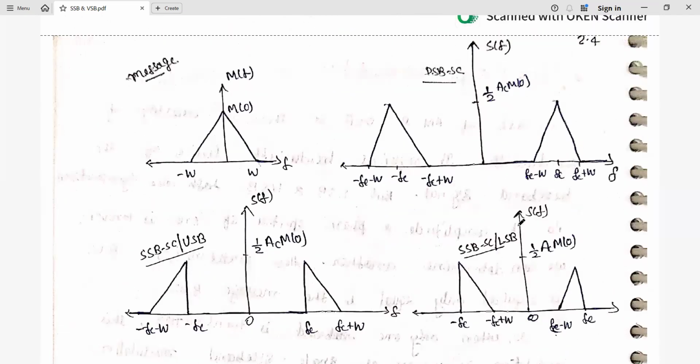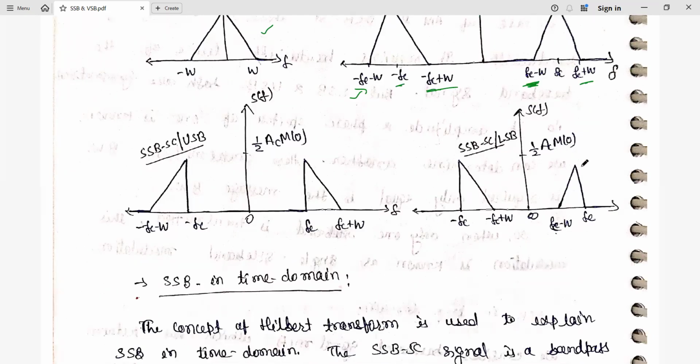Here, if you see the different spectra, this is for the message signal, what we call the baseband signal. Then we have DSB-SC. At minus fc, this side is the upper sideband, and the right side is the lower sideband. On the other side, this is the lower sideband and this side the upper sideband. That is already the case for DSB-SC, where you can see that the bandwidth requirement is extra.